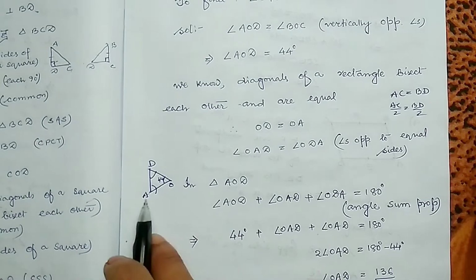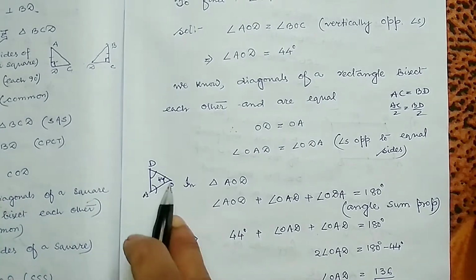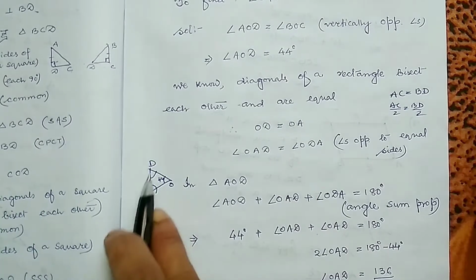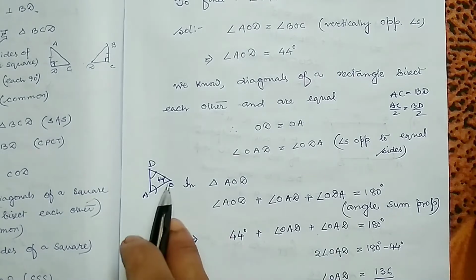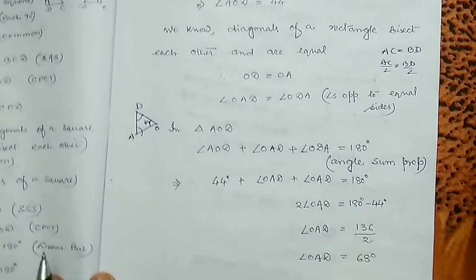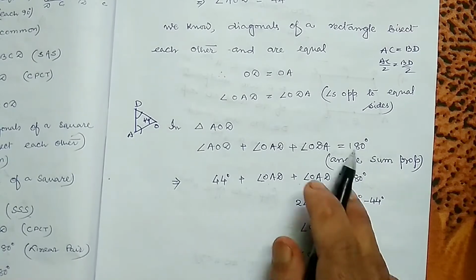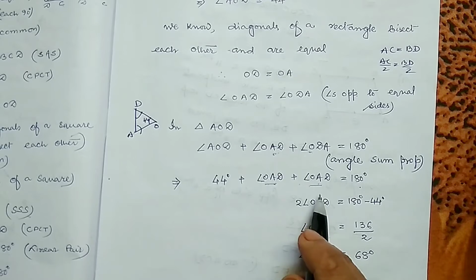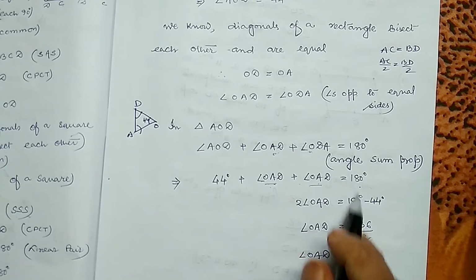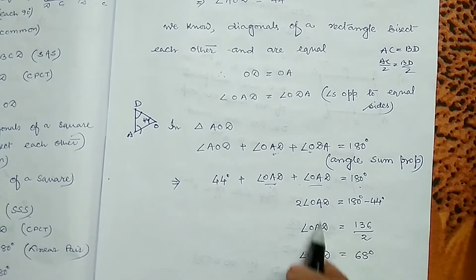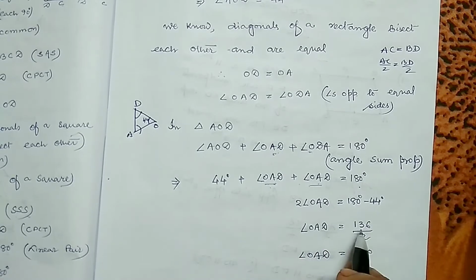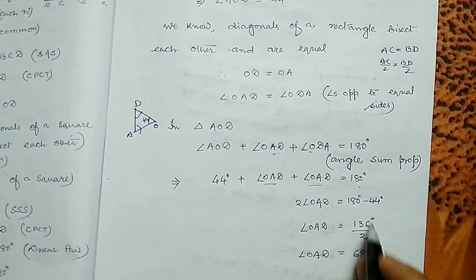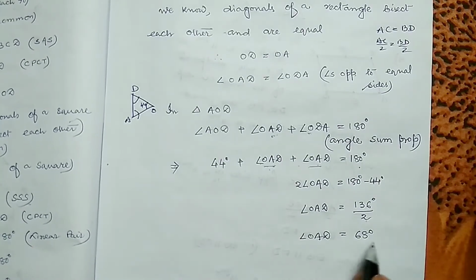So we can write in triangle AOD, AOD plus OAD plus ODA. The sum of the angles of a triangle is 180. First one we already know is 44. So 44 plus OAD plus ODA equals 180. Because these two angles are equal, we can write OAD in both the cases. So twice OAD equals 180 minus 44. So it will be 136, and then we divide by 2. So it will be 136 degrees by 2. That means angle OAD will be 68.